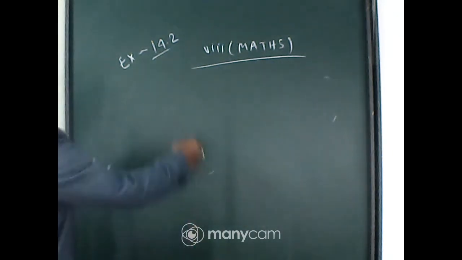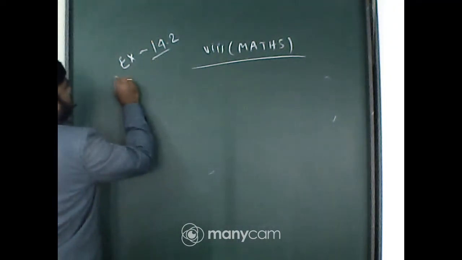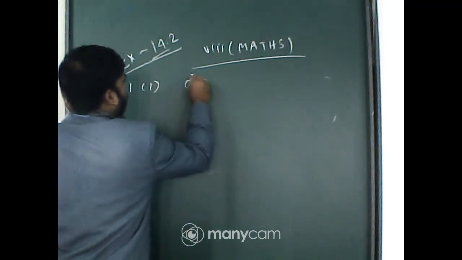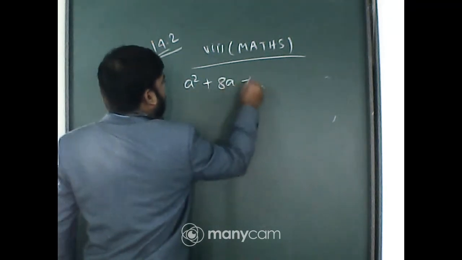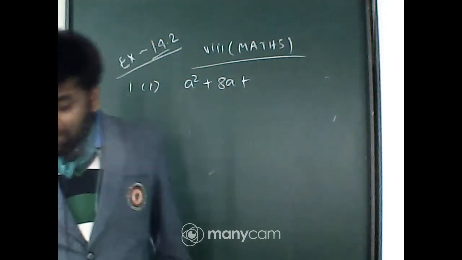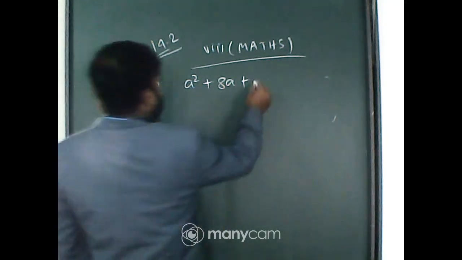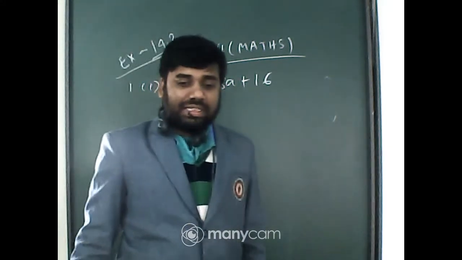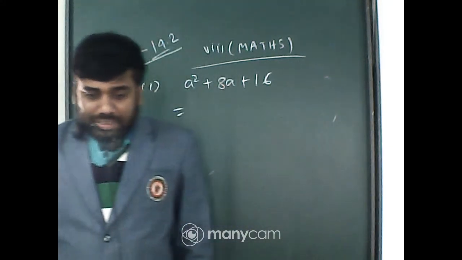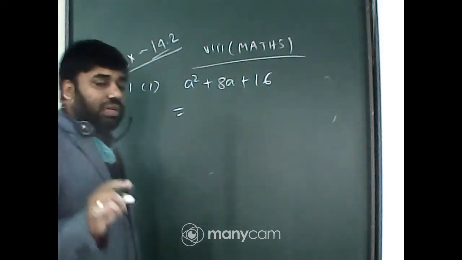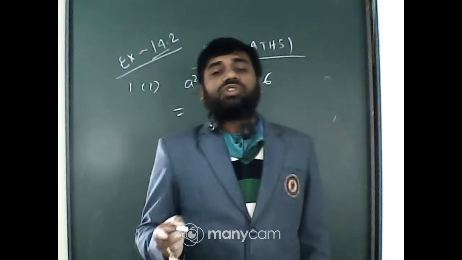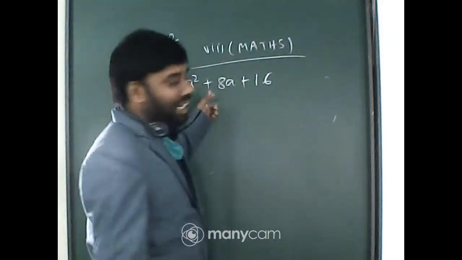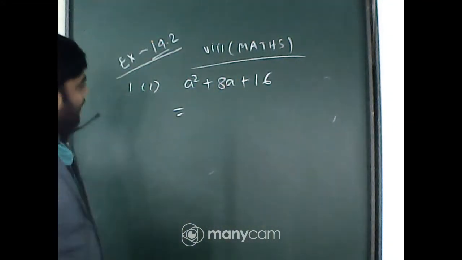So first sum, 1: a square plus 8a plus 16. Okay, a square plus 8a plus 16, factorize it. First of all, we know the formula, a plus b whole square means a square plus 2ab plus b square. First we will try to rearrange it in that form.